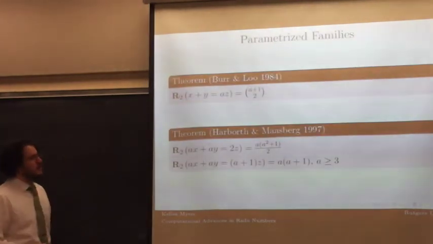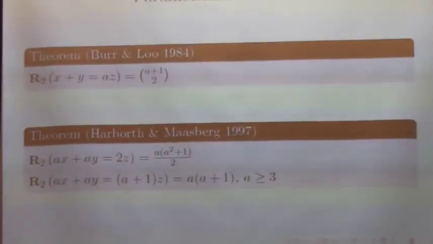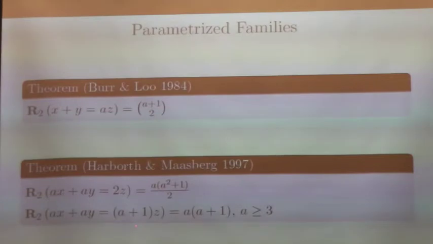Here are a couple examples, sort of early examples. These are all linear equations. These are all 2 colors, so we know these have to be finite, and what these guys did in each case was just prove it. All of these are polynomials, which is somewhat interesting.